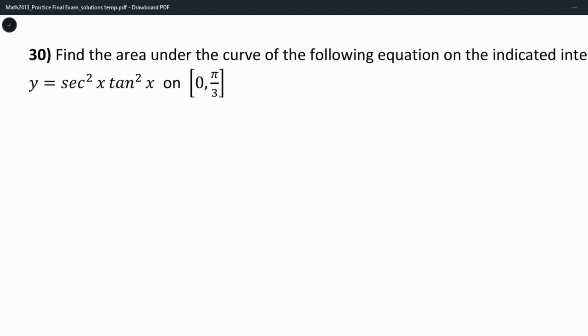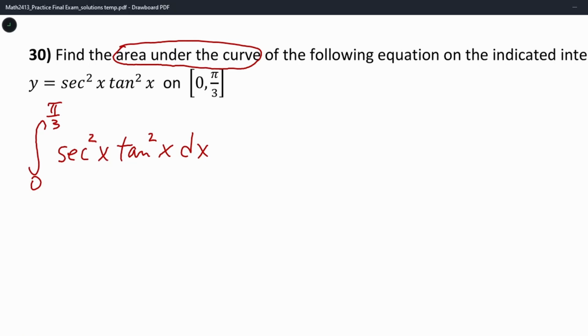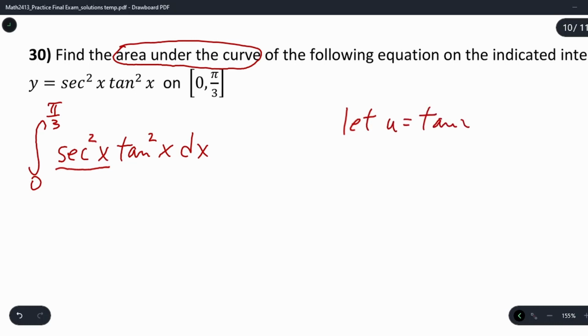Next, number 30, they want us to find the area under the curve. That indicates a definite integral for this equation on the given interval from 0 to pi over 3. So we're going to rewrite this as a definite integral from 0 to pi over 3. We want the antiderivative of secant squared x tangent squared x with respect to x. And this one is a little tricky as far as picking the appropriate u substitution to make this a lot easier to find the antiderivative of. What we want to think is, what would you take the derivative of to get secant squared x? And that is tangent. So we're going to say let u equal tangent x.